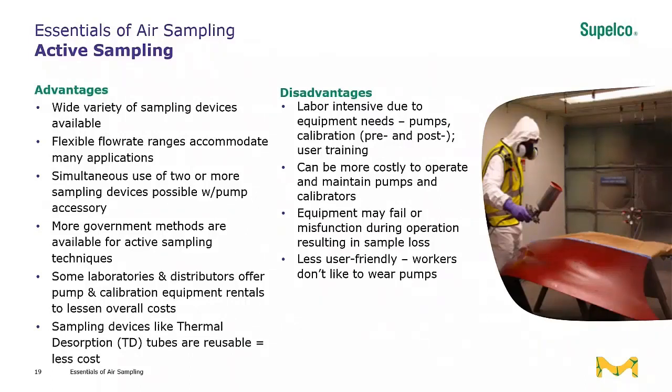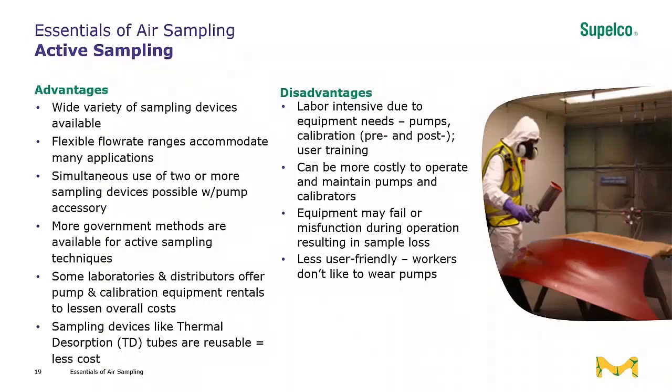So if you are considering doing more sampling, you would be able to do more than one at the same time. And if you don't own a pump, you can also work with your laboratories to perhaps rent a pump or have that somehow included in your cost of analysis. There are also distributors that do offer pump rentals as well. And if you are trying to decide on which product to use, there are products called thermal desorption tubes, which are used for volatile organic compounds, and those tubes are reusable. So that's something to consider as well that can help lessen the cost.